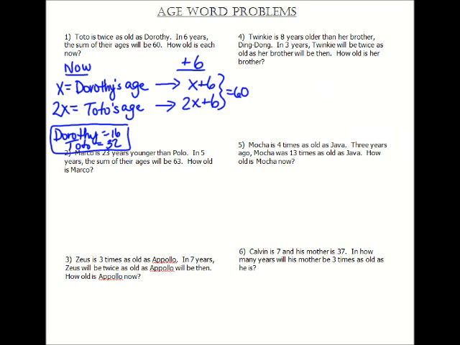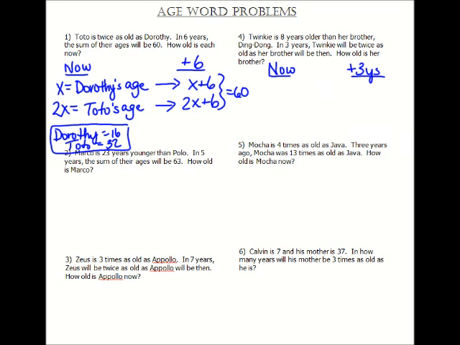Let's take a look at another one. How about Twinkie and Ding Dong? Twinkie is 8 years older than her brother Ding Dong. In 3 years, Twinkie will be twice as old as her brother will be then. How old is her brother? So you're going to set up let statements for now and in 3 years. You should go ahead and try that on your own and then come back and check with me.